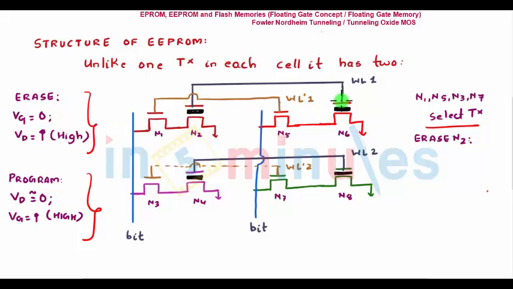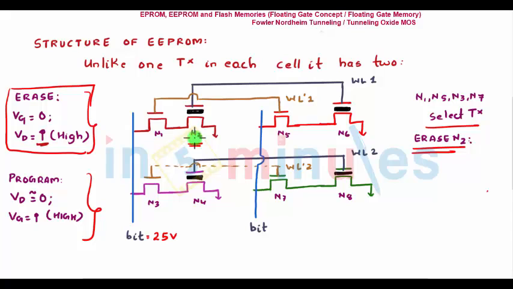So both the floating gates will get the same word line, and both the select transistors will get word line 1 dash and word line 2 dash respectively. So this is a row, this is a column, and the connections have been made to make a cell or an array. Now we want to erase a specific location. Say I want to erase whatever is present on N2.